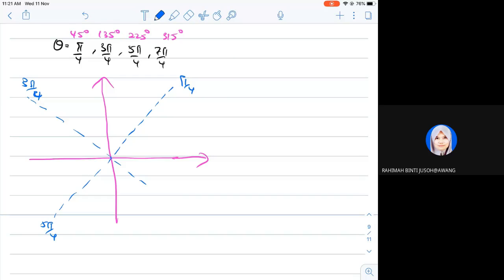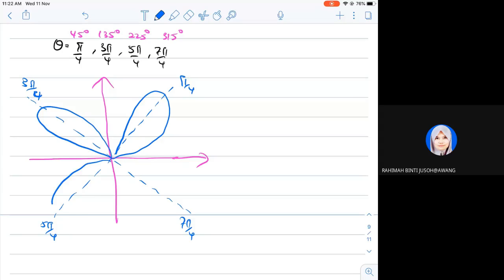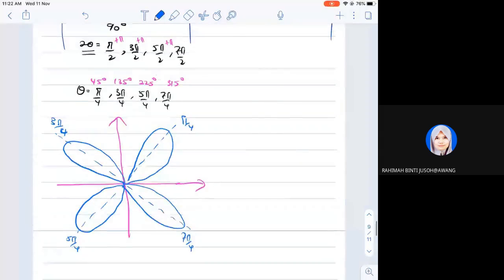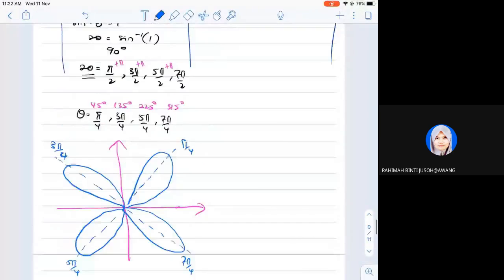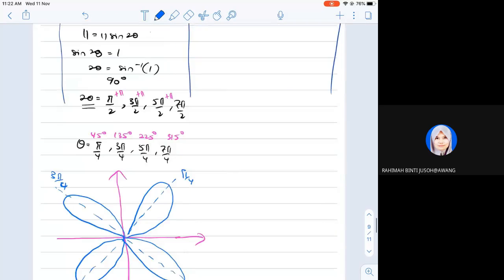And then we have this here, 7 pi over 4. So that's why, therefore, we will have petals in every angle. We do have this right here, third petal and fourth petal. That's all. That's how we sketch the graph for the case of n even.